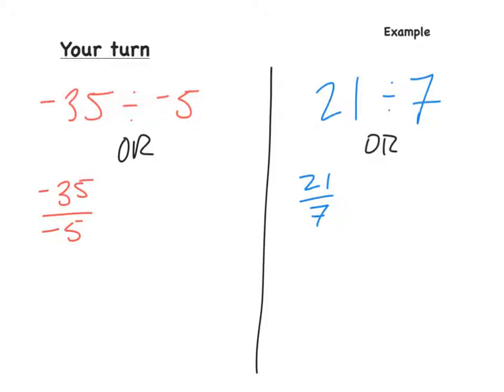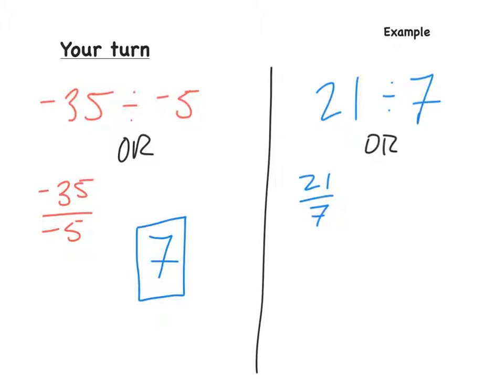Alright, so it looks like we are dividing by the same sign. So if we have a negative 35 divided by a negative 5, the answer is of course going to be positive. So how many times does 5 go into 35? The answer for that is 7. 7 times.